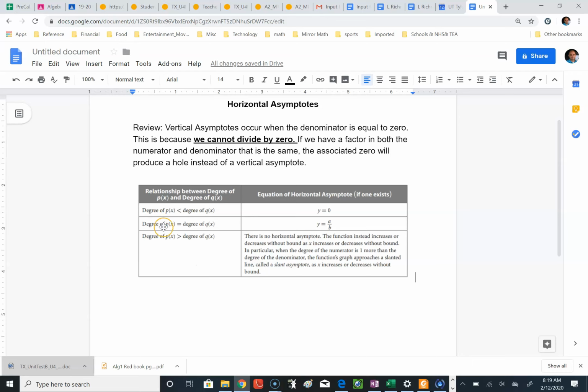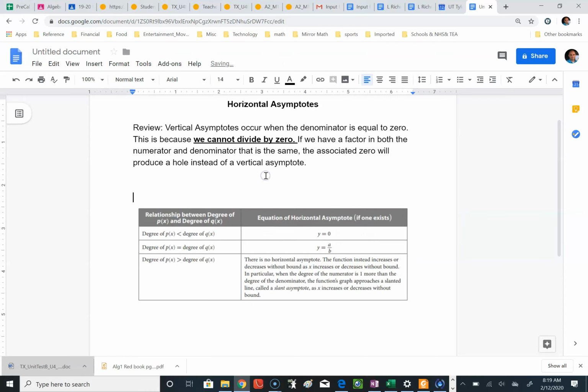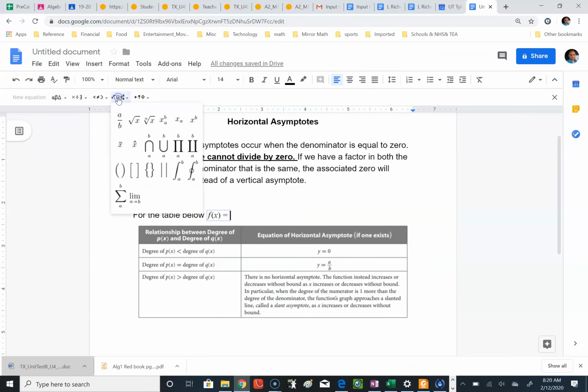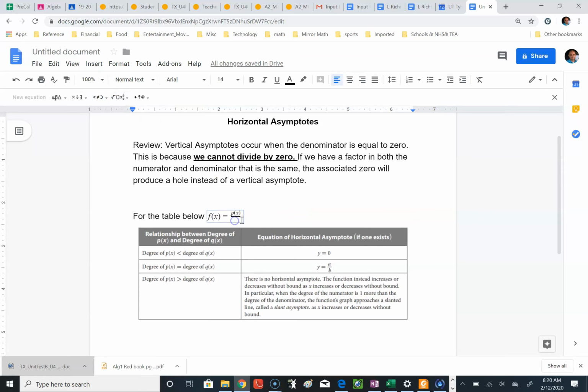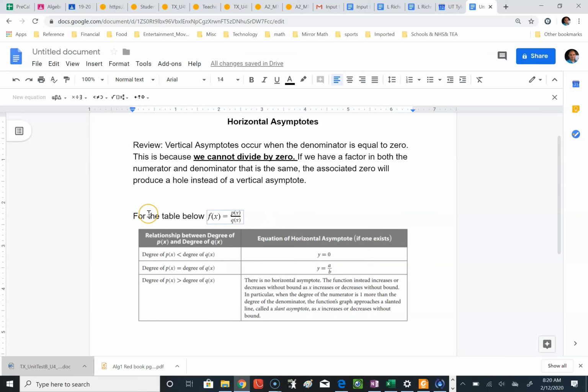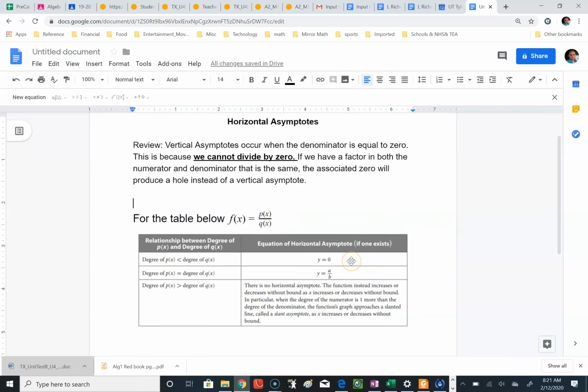First of all, it references the degree of P of X and the degree of Q of X. What they mean here is that P of X is the numerator function, the top, and Q of X is the denominator function, the bottom. You can pause the video at this time and enter all these notes in your notebook. That's all the notes that there will be. The rest of the video explains the 3 conditions on the table.